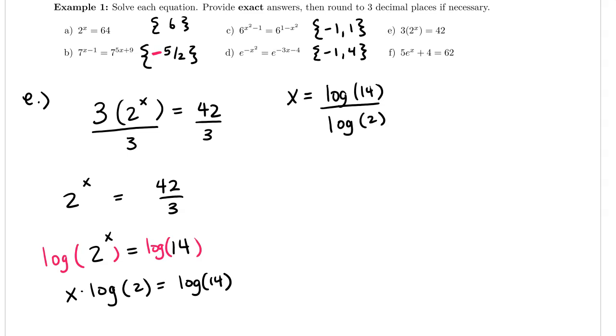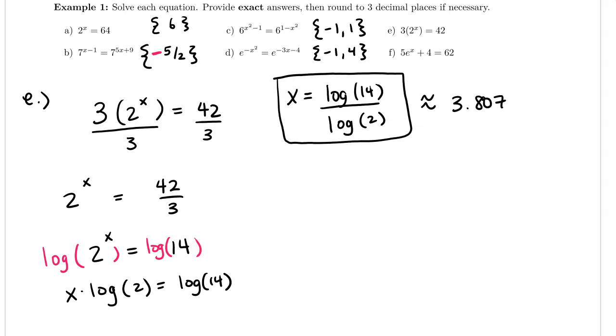Now, this is an exact answer, and if you're taking a quiz or an exam and it asks for an exact answer, this would be our final answer. It does tell us to approximate to 3 decimal places, so I'm going to go ahead and do that. This comes out to being about 3.807. All right, let's move on to part F.